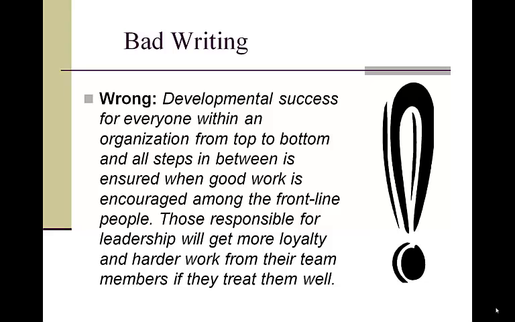So let's try our new skills revising a sample of bad writing. And here it is. Developmental success for everyone within an organization from top to bottom and all steps in between is ensured when good work is encouraged among the frontline people. Those responsible for leadership will get more loyalty and harder work from their team members if they treat them well. Well, what a mess. Even if you read this short paragraph several times, you may still not understand just what the message is here. But this is how most people write, especially if they're not sure of what they're trying to say or if they're trying to hide something.